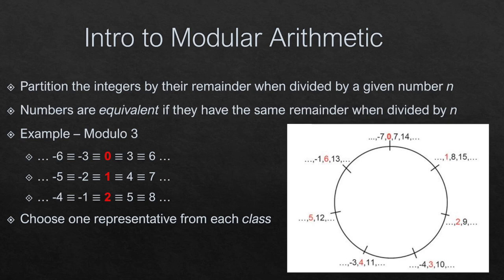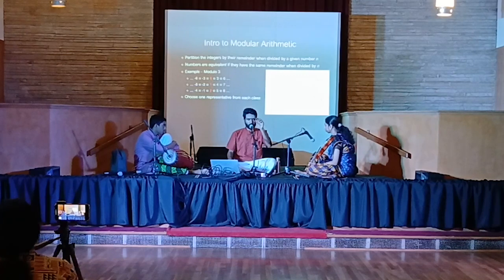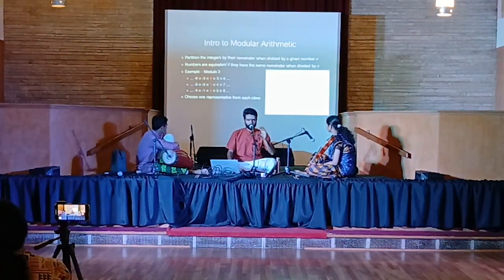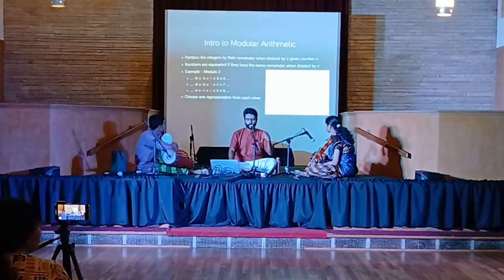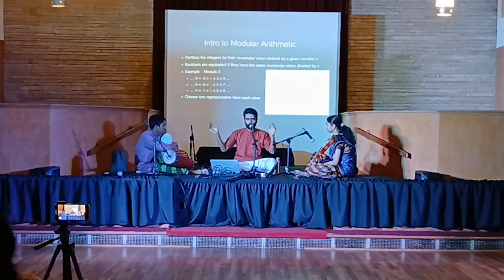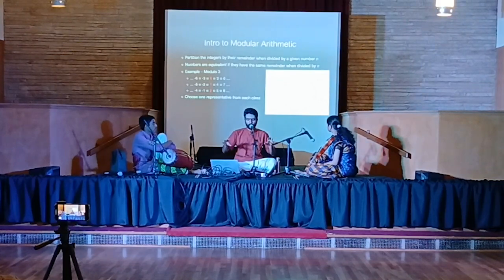And we partition them by their remainder when we divide by a given number called the index, and that's n. So for example, in modulo 3, any number we're going to think of as its remainder when we divide it by 3. So let's see what that is. If you take the number 6, when you divide by 3, the remainder is 0. So 6 we're going to say is congruent to 0. And 3, 6, 9, 12, all of them are the same as the number 0 in this system.